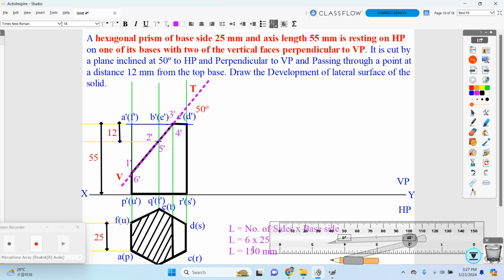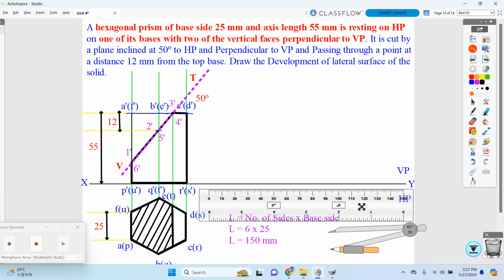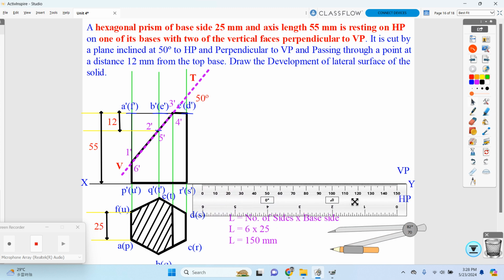Okay, so over here we can consider 6 sides into 25 base. That means we are going to open this 25 over here, which is equal to 150. So now I am going to keep my scale over here and mark my starting point and ending point. First I am going to consider this as my starting point.